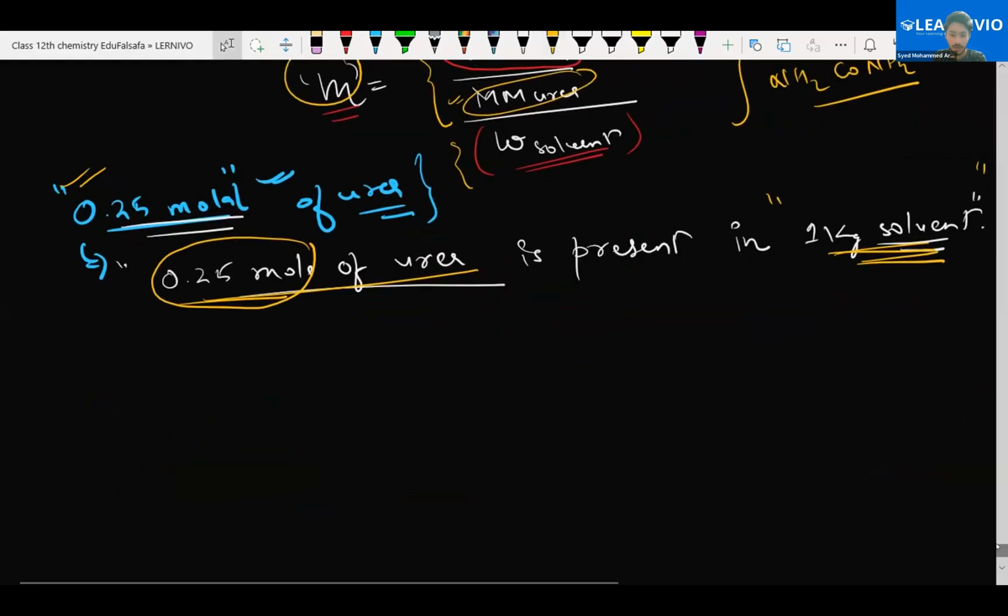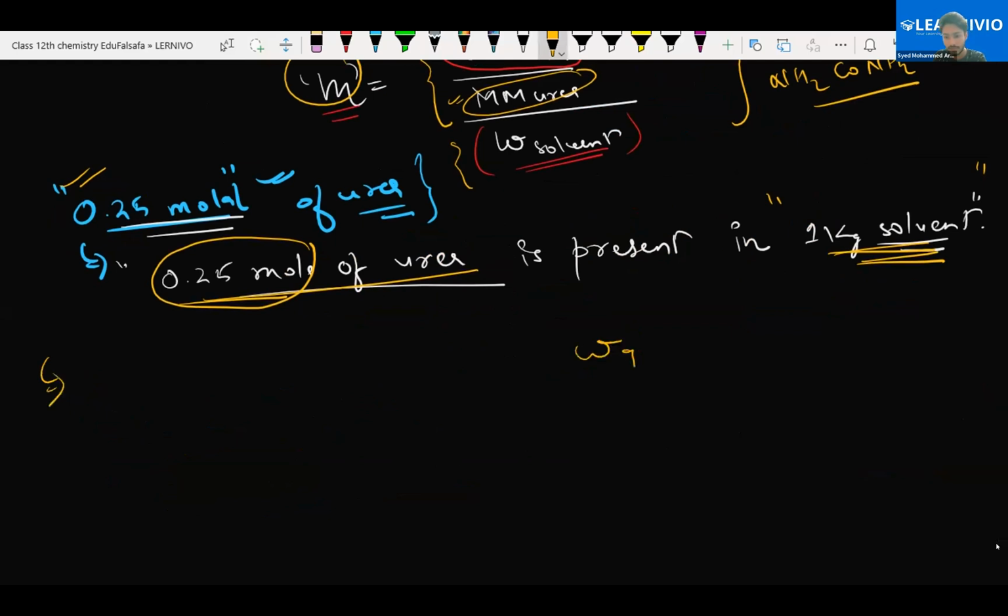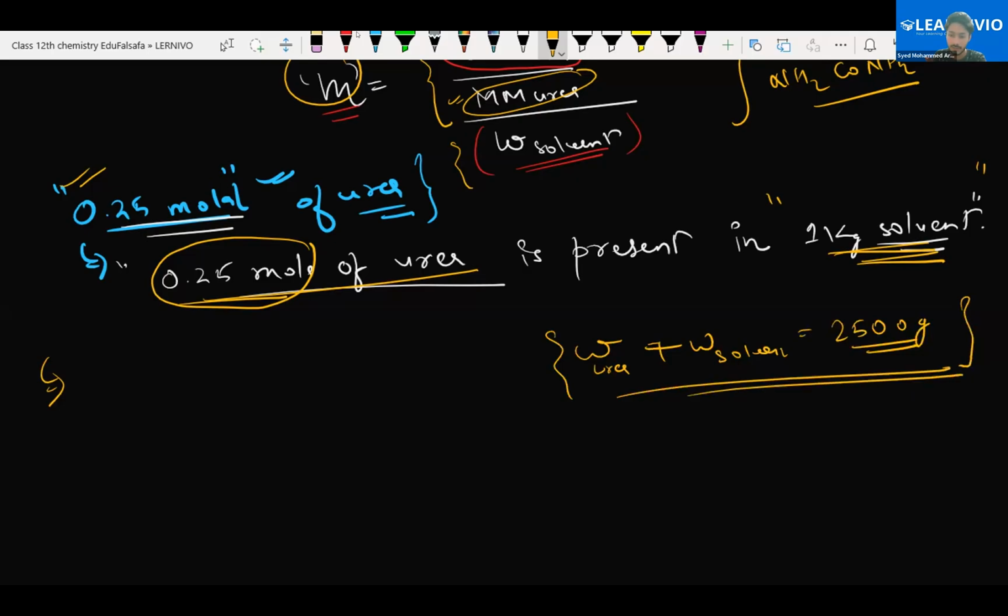So how can you find this key? You just need to find the weight of the urea, and by adding the weight of the solvent, which is the water, you are able to get this 2500 gram. So this is the another relation.